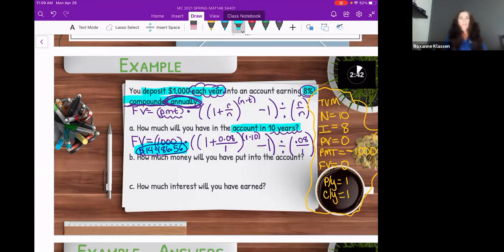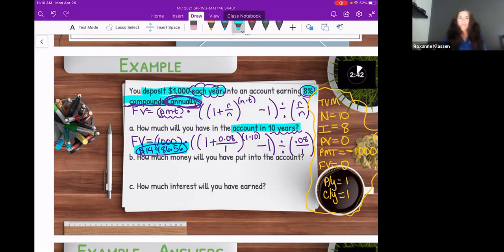All right, so are you okay? You ready to move to part B? Any questions before we move to part B? Okay, let's read part B, and I know it's early and it's a stretch and it's a Monday, but let's really try to think part B through. How much money will you have put in the account? How much money did you put in the account? See if you can figure that out. So remember the information from the question. It says you put in $1,000 each year for 10 years.